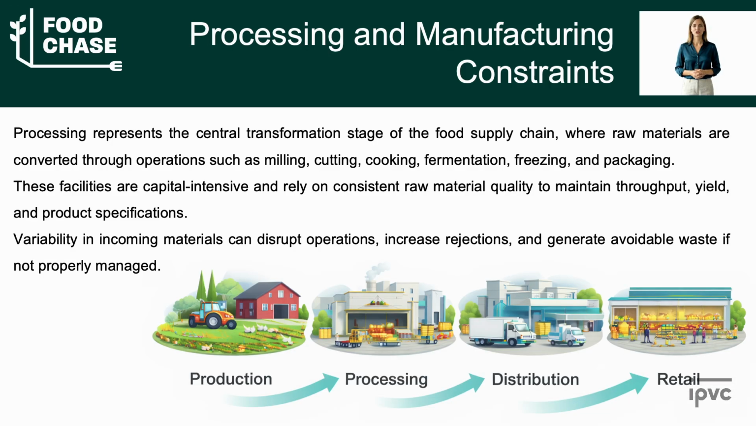Processing is the central transformation stage of the food supply chain. Raw materials are converted into products through operations such as milling, cutting, cooking, fermentation, freezing, and packaging. These facilities are capital-intensive and rely heavily on consistent input quality. Variability in raw materials can disrupt operations, reduce yield, and generate avoidable waste if not properly managed.